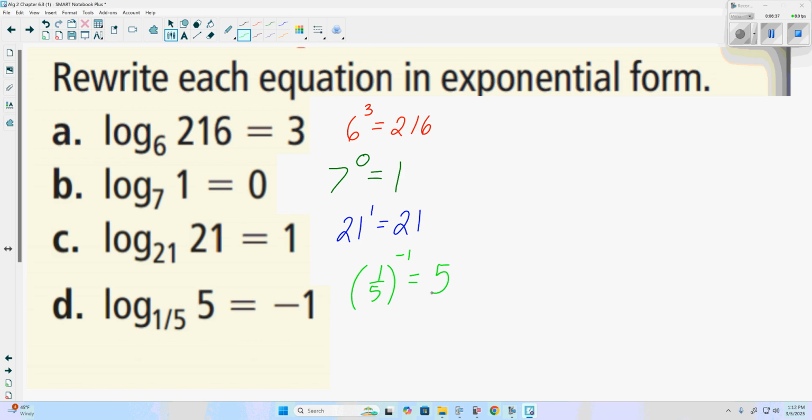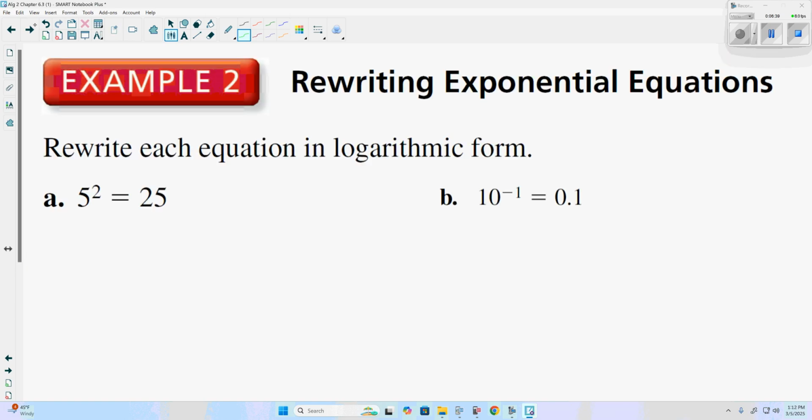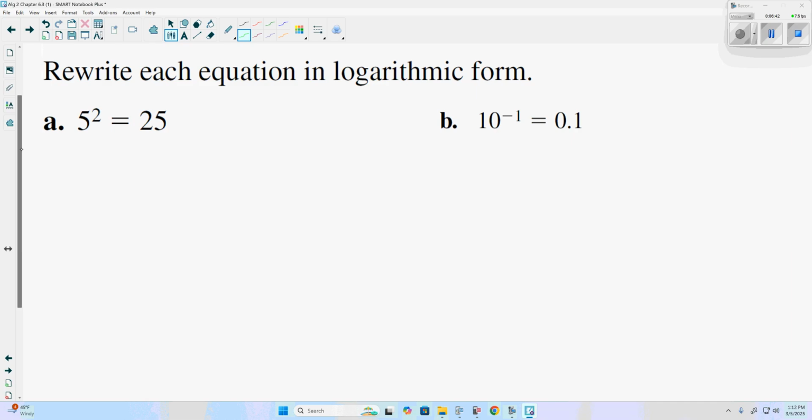Okay, we ready for the next one? Rewrite each exponential equation in logarithmic form. So b to the y is equal to x if and only if log base b of x is equal to y. So far we've gone from logarithmic to exponential. Now we're going to go backwards. We're going to go from exponential to logarithmic.